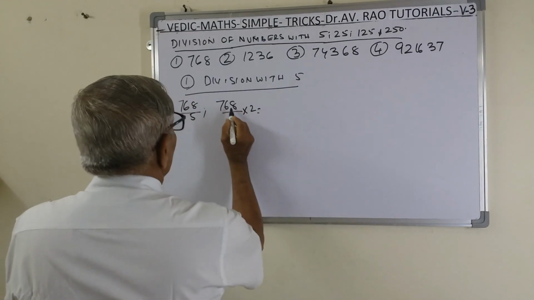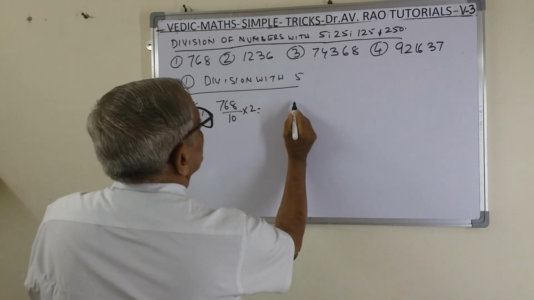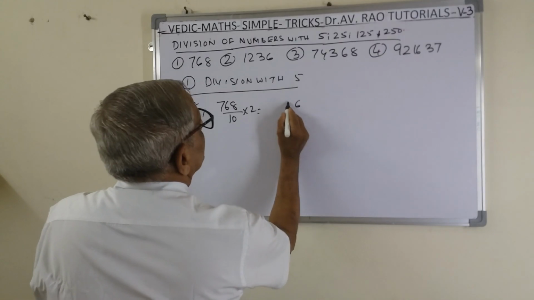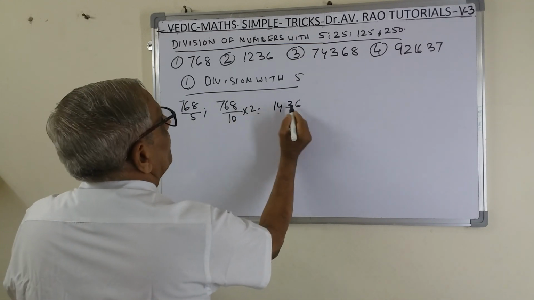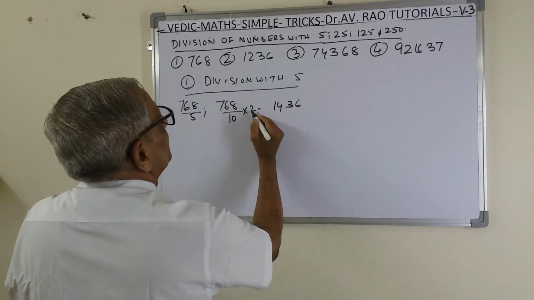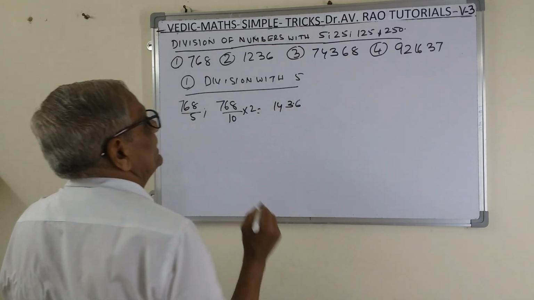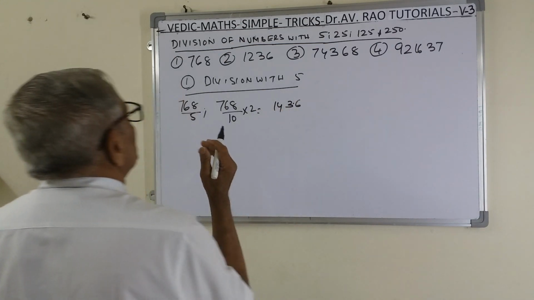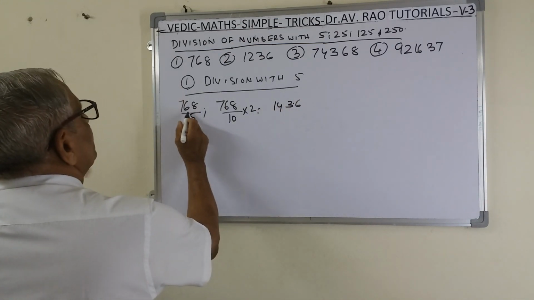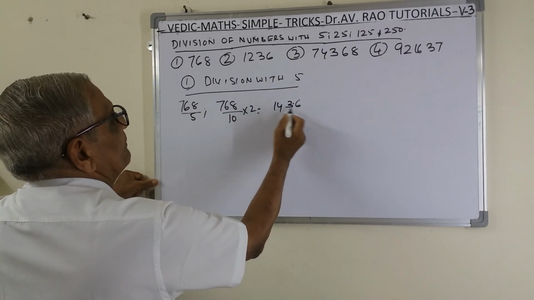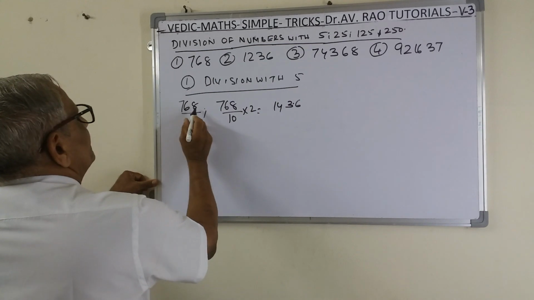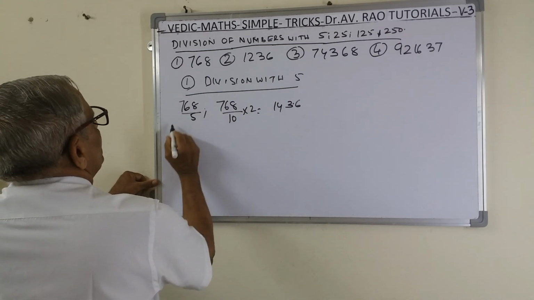So multiply this 768 with 2, that is 6, 3, 14. So 1436 is the answer with multiplying with 2. Now simply put a dot here. That will be the answer, which is 143.6 for 768 by 5.